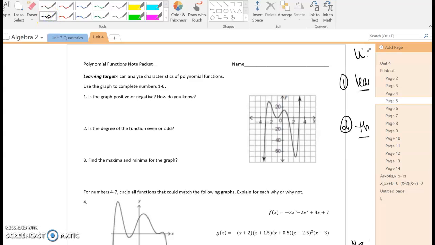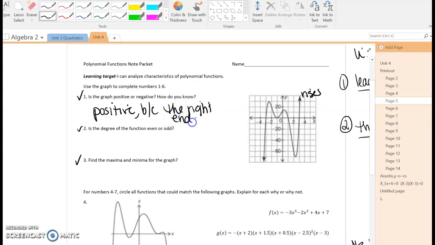So we're going to start with some stuff that we've talked about before. We're going to answer questions 1 through 3 together. So the first question is, is the graph positive or negative, and how do you know? When we ask if the graph is positive or negative, we're really talking about the lead coefficient of our function. And the lead coefficient of our function, we've learned, is tied into the right end behavior. So since this right end is rising, the right end rises, we know that our lead coefficient of our function should be positive. So in this case, we'd call this graph positive because the right end rises.